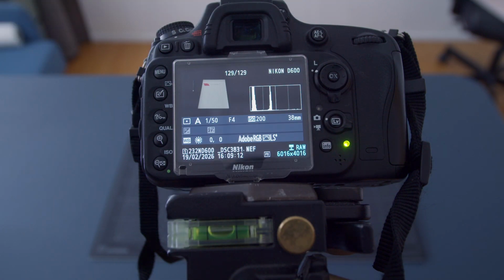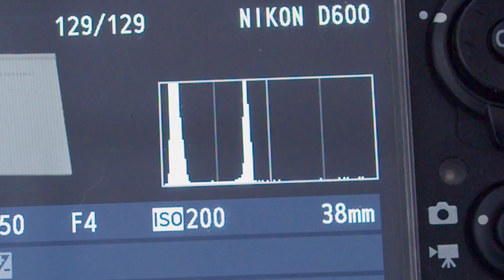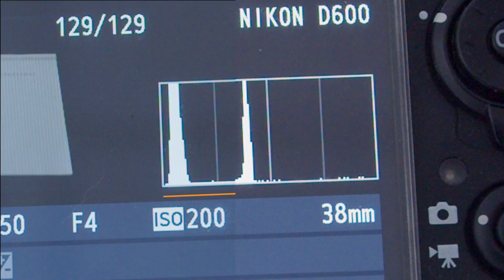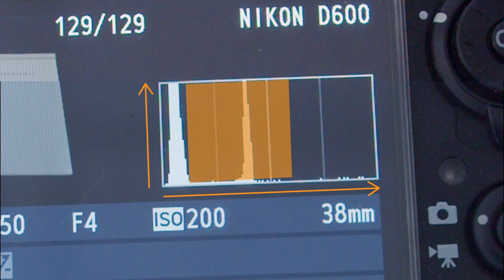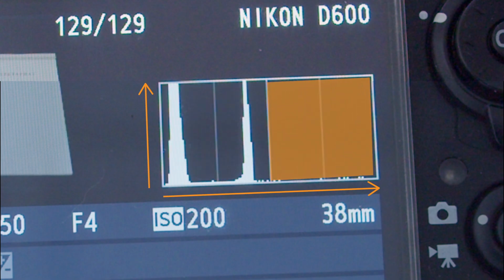I can judge the exposure by looking at the image, but a better way is to analyze it through the histogram. A histogram is a chart that gives numerical data about distribution of brightness values in the image. On the x-axis we have brightness values from dark on the left to bright on the right. On the y-axis we have the amount of pixels for each brightness level. So if your histogram skews to the left, it means there are more dark pixels and the image is darker. If it skews to the right, the image is brighter.